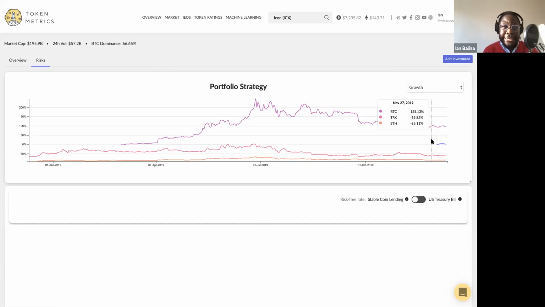And then down the line, the idea is to really turn this part into a full-fledged robo-advisor once we're done going through the compliance process. But yeah, I mean, this is pretty much Token Metrics as a whole.